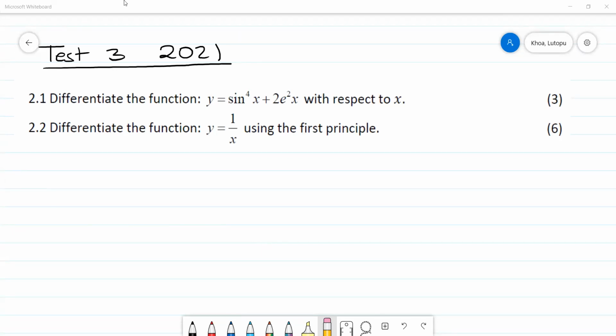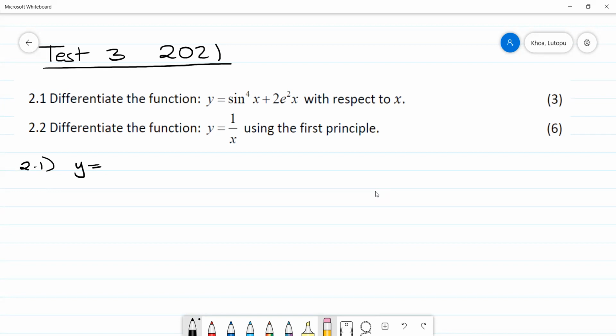Okay, in the 2021 paper, not all the questions are applicable to what will be in the test. So there's only these two questions. The other ones are on vectors and applications of differentiation, which will not be covered in the test. So I will not cover them in this video. For these two, we have to differentiate the function. We'll start with 2.1.